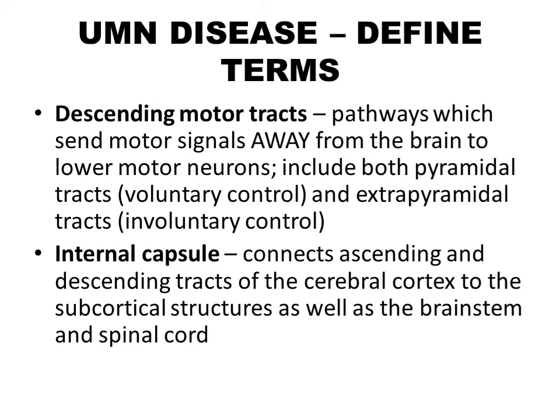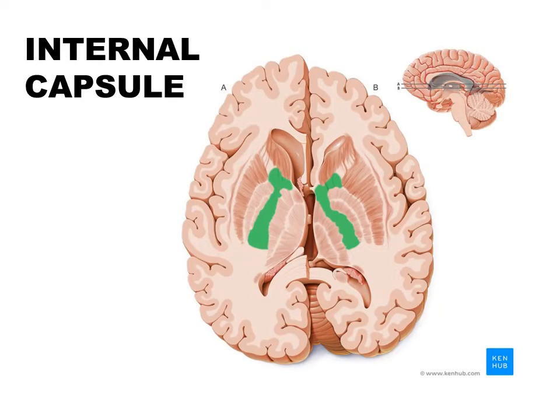The internal capsule is a structure within the brain that connects ascending and descending tracts of the cerebral cortex to the subcortical structures as well as the brainstem and spinal cord. And here I've included a picture of the internal capsule for reference.